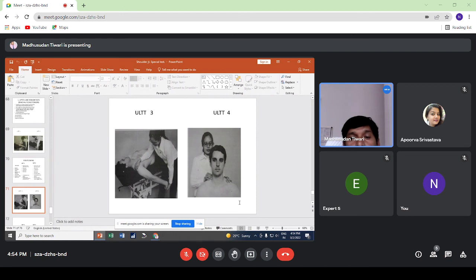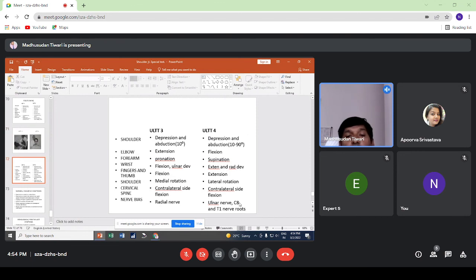ULTT 3 and 4. For ULTT 3, the position will be supine. Shoulder is abducted to 10 degrees, elbow extended, forearm pronated, wrist flexed or deviated, finger and thumb flexed, shoulder in medial rotation, cervical spine flexed to the contralateral side. This will be the test for radial nerve injury.